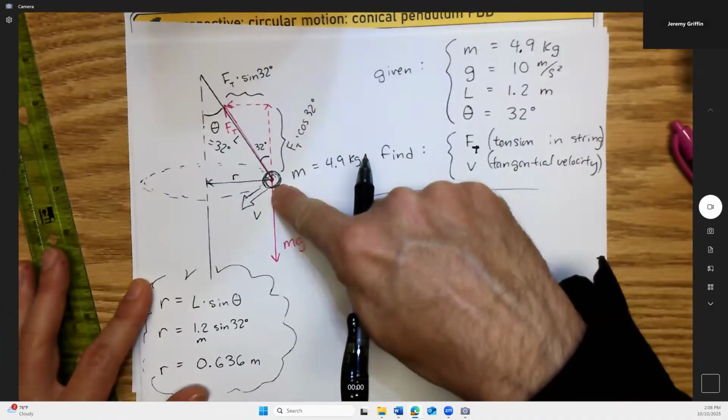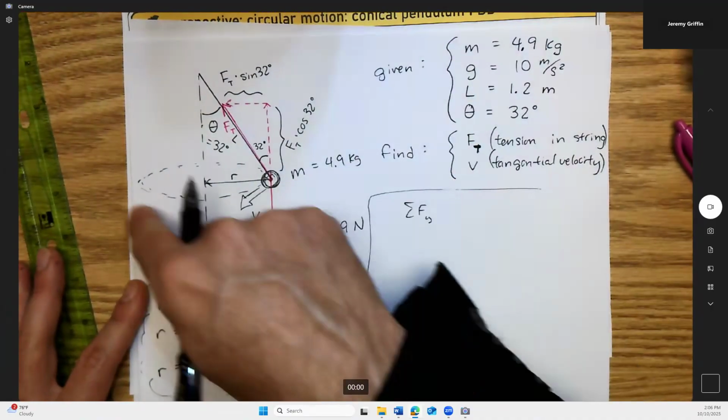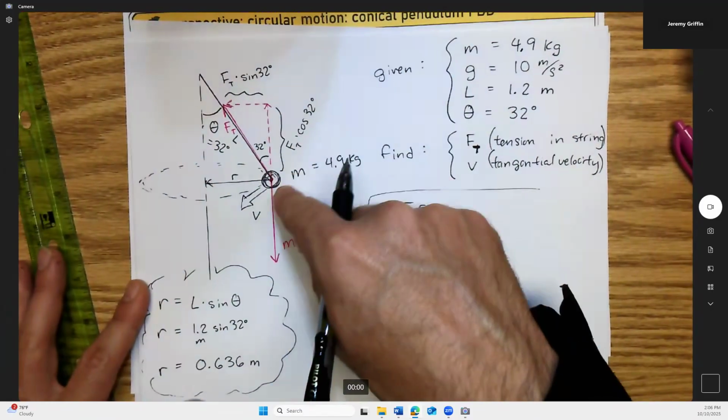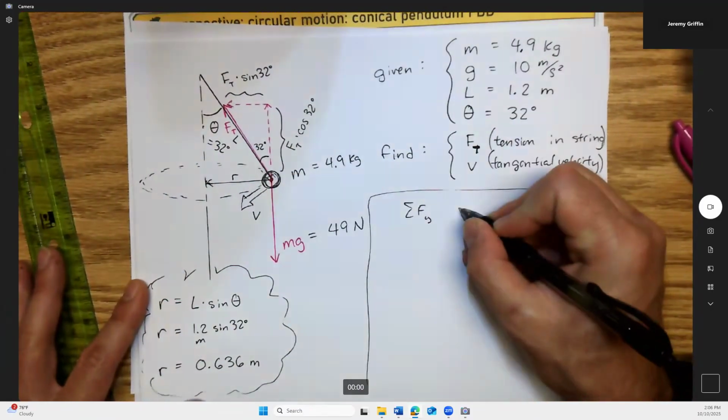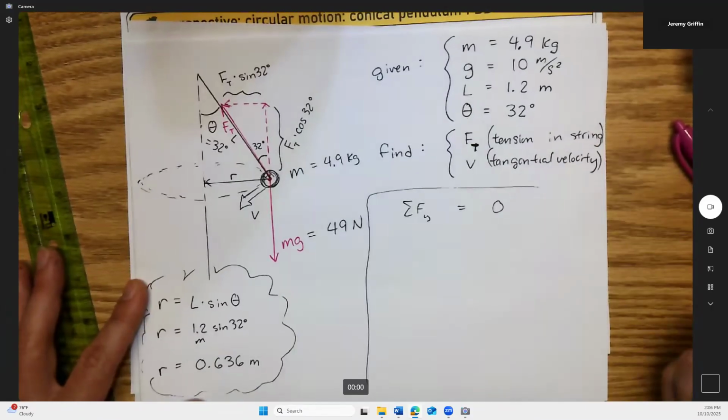Guys, is this ball moving up or down? No. It's moving on a horizontal plane in a circle, but it's not really moving up or down. And if that's true, what does the sum of the forces in the y direction have to be? Zero. Yeah, it has to zero out.